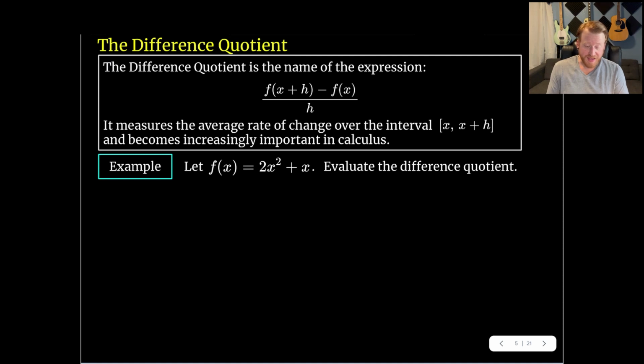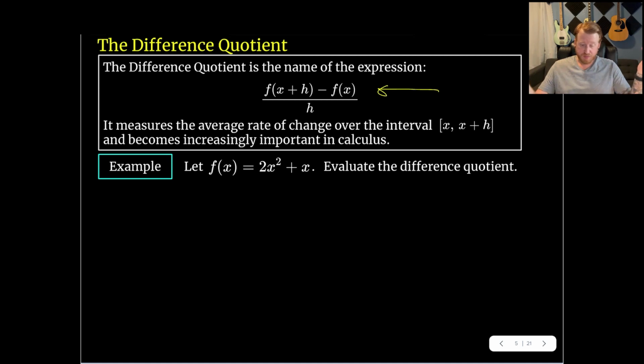And as promised, we might see an example where plugging in some weirder values, h's and x plus h's, will feel a little weirder. So here we have the difference quotient, and it is just the name of this expression here. F of x plus h minus f of x all over h. What this does is it measures the average rate of change over this interval from x to x plus h, and it is super important once you get to calculus. You will use this as your definition for taking a derivative or finding a derivative. So it's a super important thing. It's often even presented in a slightly different way, but here we're using it in this form.